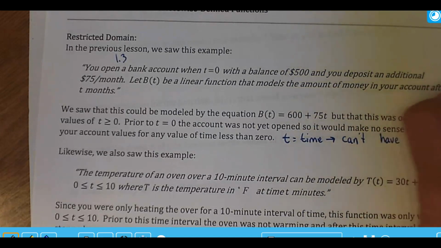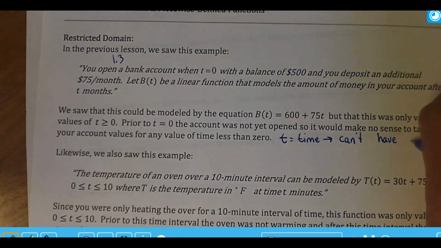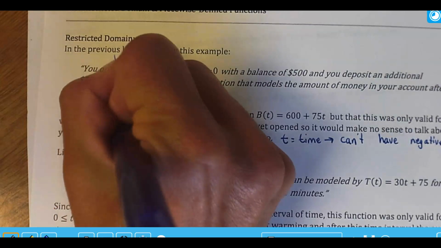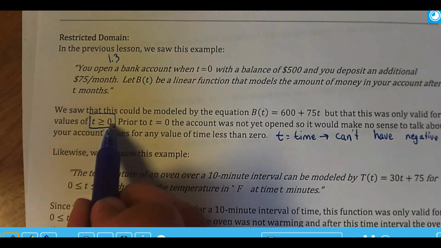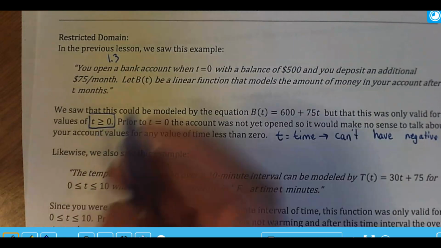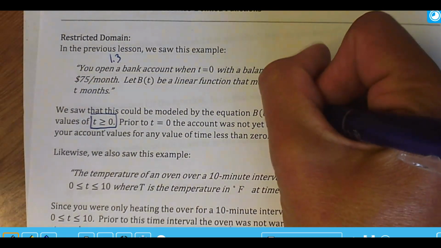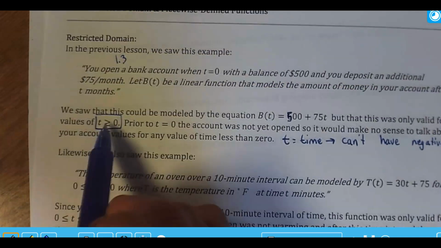So that's another reason why we only went with 0. Can't have negative time. So a good domain restriction to put for that is t can be greater than or equal to 0. 0 would be when you first opened it, right? And this is a typo. This should be 500 here. I'm just realizing it. That was our beginning amount.